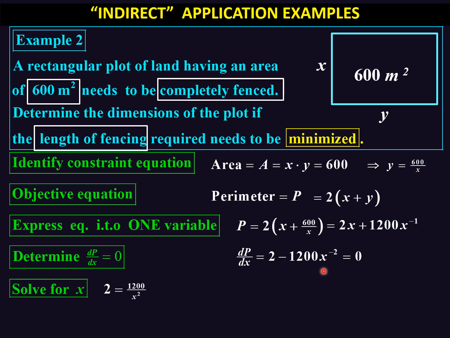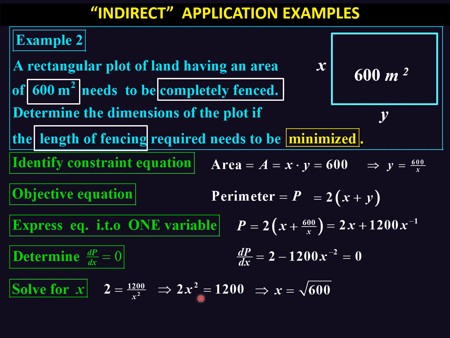So I can transpose that negative 1200 x to the negative 2. But instead of writing down x to the negative exponent, let's write it as a positive. It's much easier if it's in the positive form there. To simplify this, we can multiply by x squared, or you can also cross multiply. That gives us 2x squared equal to 1200. We want to solve for x, divide by 2, and then we have to find the square root of 600.